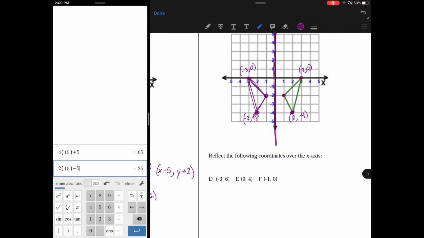So if we're given points like this, where we go over the x-axis, our y value is going to flip. So all we have to do is flip the sign on our y values. So that'll be -3, -6. This will be 9, -4. And then we'll still be at -1, 0, because -0 and 0 are the same thing. But no one says -0.